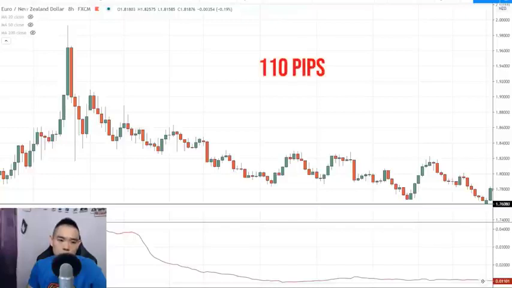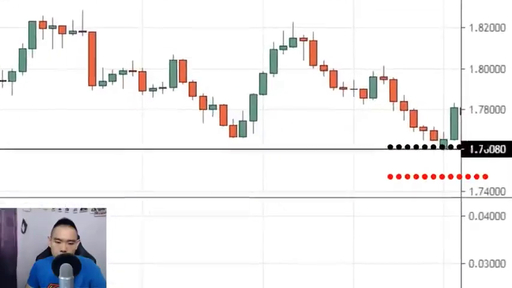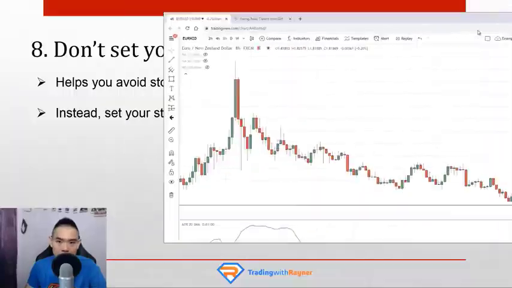So what you want to do is find out what the low is over here. As you can see, I've marked out the low of this candle. It's about 1.7608. You take 1.7608 and minus off 110 pips, and that will give you about 1.7498. So your stop loss will be about 1.7498. Does it make sense? It's just about somewhere here. So from this point to this point over here, that is 1 ATR below the low. That's how you want to set your stop loss to avoid getting stop hunted.